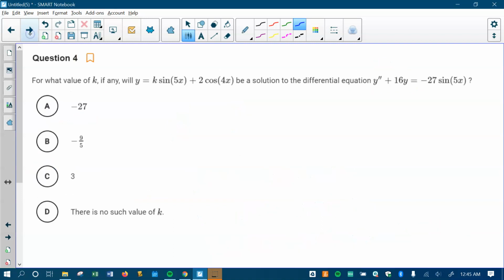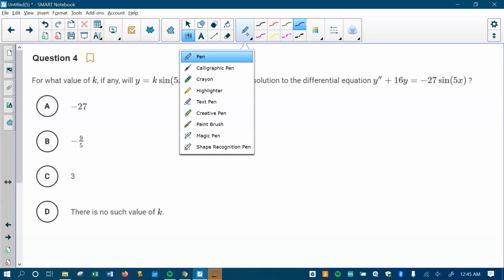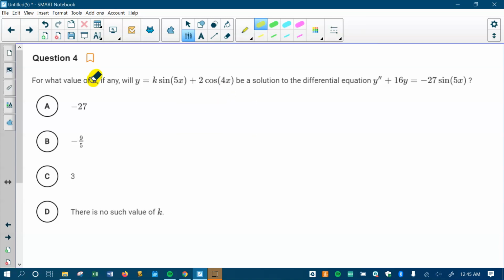All right, number 4. For what value of k, if any, will y equals that be a solution to the differential equation y double prime, and so on. All right, not really sure where to start. Now, I need to solve for k, so that's helpful. So how do I solve for this value of k? Well, there's no test-taking strategy I can think of off the top of my head, but I can find y double prime, because I'm not given that. So let's find y double prime.